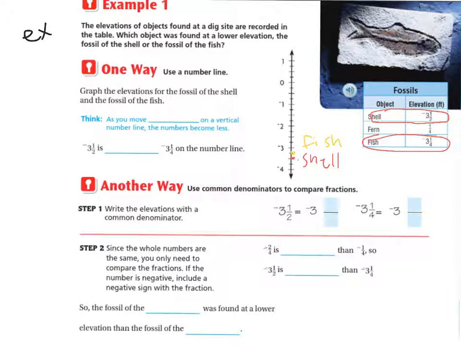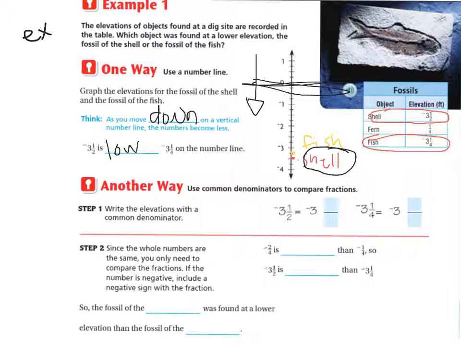Now if I imagine 0 is where the ground is and they're digging down this way, the one that was found further down would be the shell. And we could put in here, as you move down on a vertical number line, the numbers become less. -3.5 is lower than -3 1/4 on the number line. So the shell was found further down.